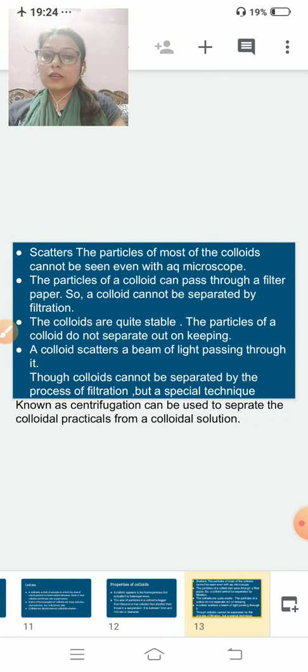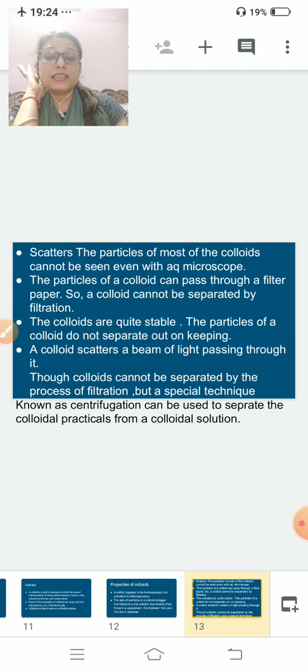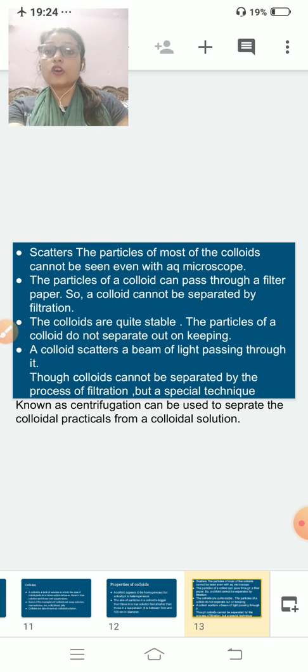Now, the particles of most colloids cannot be seen even with the help of a microscope. The particles of a colloid can pass through a filter paper, so a colloid cannot be separated by filtration. Like a true solution, the particles of colloids also pass through the filter paper. That means they can easily pass through the filter paper pores. So you cannot separate a colloidal solution with the help of filtration. Clear?